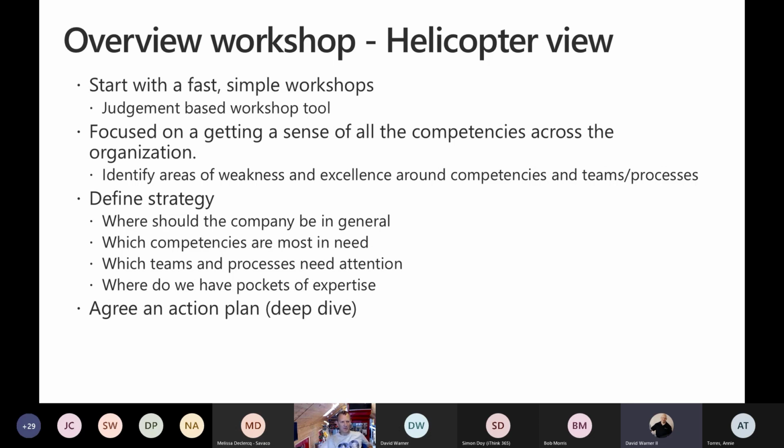Where are we? Where do we want to get to? Which competencies are most needed in our organization? Which teams need to have the most attention? And where do we have pockets of expertise that we can lean on, draw on, and perhaps even cross-populate? There's some great stuff you can do in bigger organizations, potentially in smaller ones, where you go, this guy's done some great work. We're going to implant him into this other team for a while so that he can take that expertise with him.